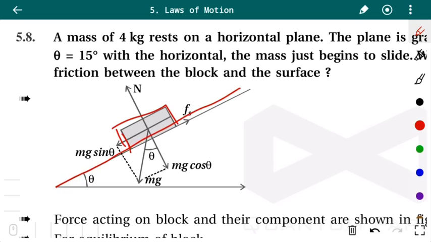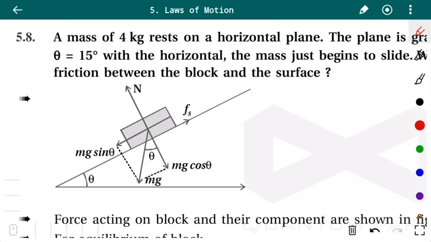So the forces that are acting on this object: weight in downward direction, which is equal to mg. The normal force by the surface, which is N. Here the static friction that is provided by the surface, that is Fs, because the object is sliding down, so the friction applied will be in the upward direction.